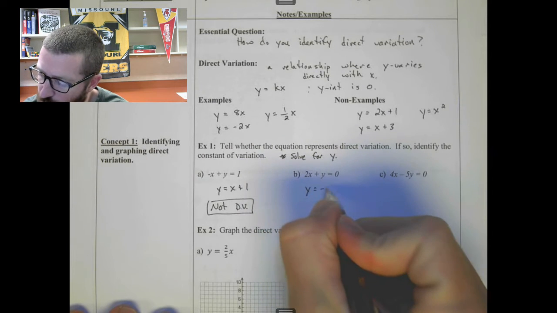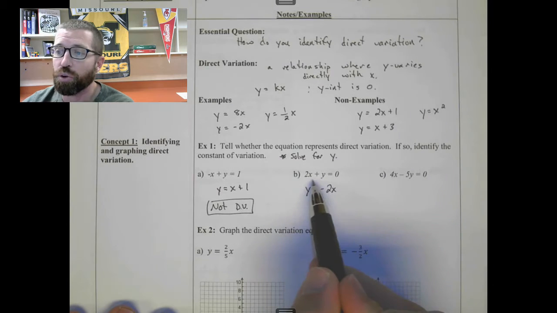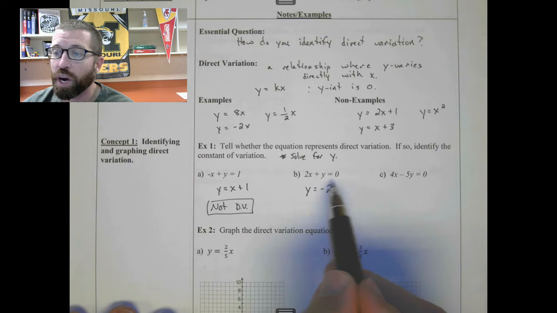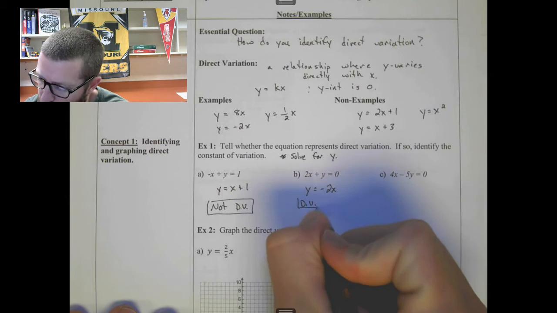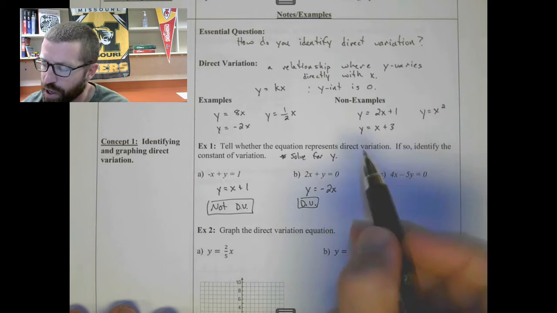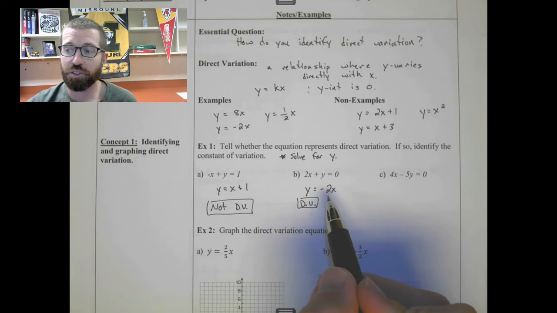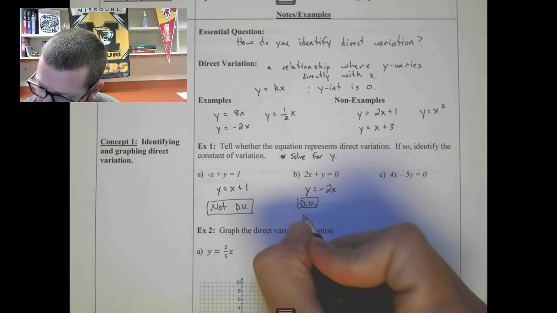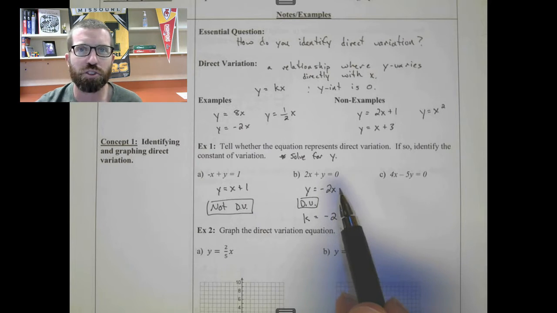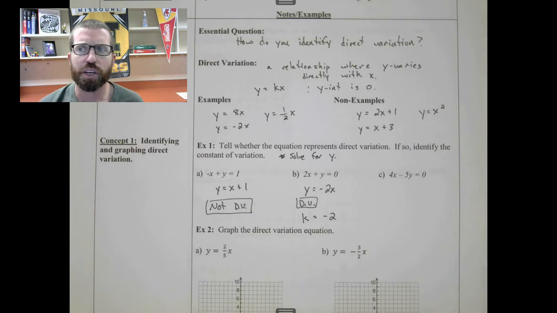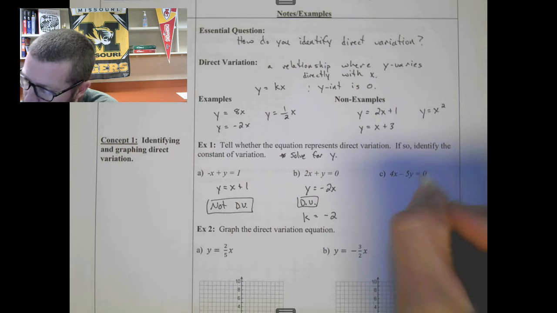This is y is equal to negative 2x. So the y-intercept is 0, so this is direct variation. And the constant of variation is the slope of the line. So the constant of variation is negative 2, and we'll use k for that. K is negative 2. We use k for the constant of variation, and that's a pretty common letter. You could use any letter you want, really. And remember we used m for slope, so k and m kind of mean the same thing in this case.